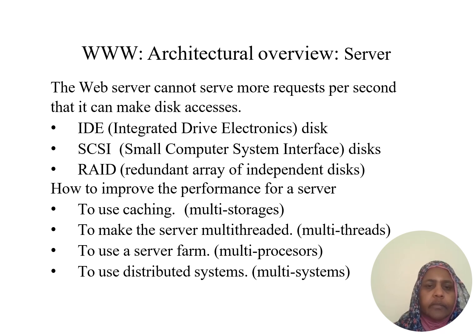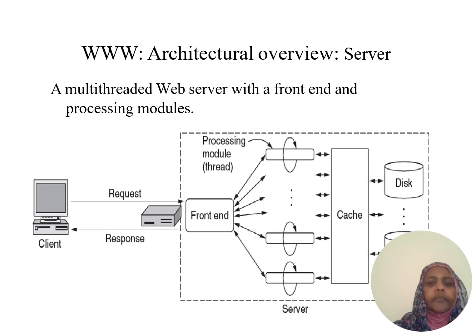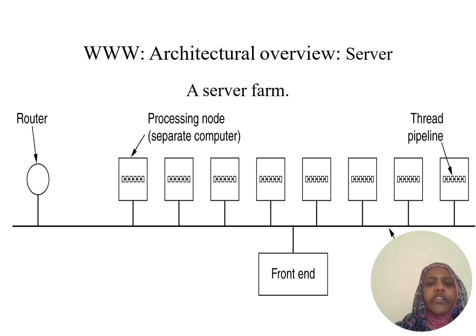Use caching, as we shall discuss. Make the server multi-threaded, where every thread can be executing by itself. Use a server farm for multiprocessors. Use distributed systems, multi-systems simultaneously. A multi-threaded server will have a front end with multi-threads connected to the cache, then to the hard disk. Every thread carries a request, instead of a single process that is responding to all requests. The server farm is a number of servers connected to a LAN with a single front end, and each server has multiple threads running on it. That will increase the computational power, and the number of requests that can be addressed at the same time.